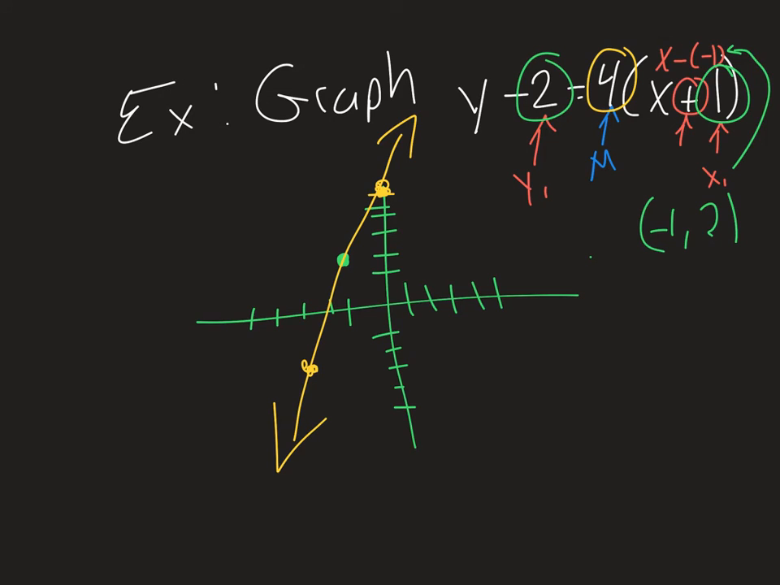So there's how to graph with point-slope form. Like I said, similar to slope-intercept form, just slightly different on what point you start with.